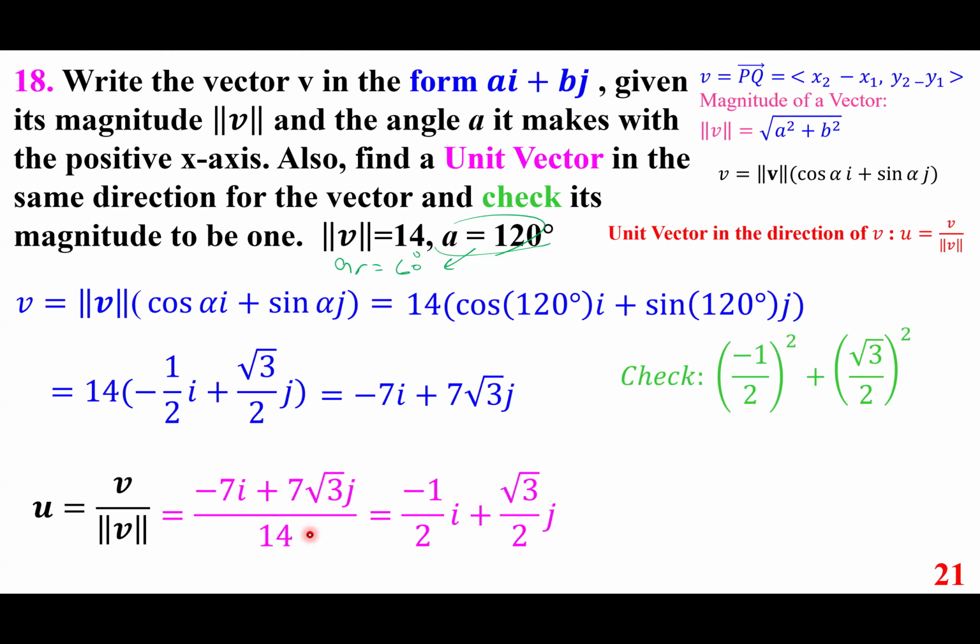You can check by raising this to the power of 2, raising this to the power of 2. You get 1/4 and 3/4 equals 1. That's good enough, or square root of 1 is 1. This is not a bad idea to check. You don't have to, but you know.